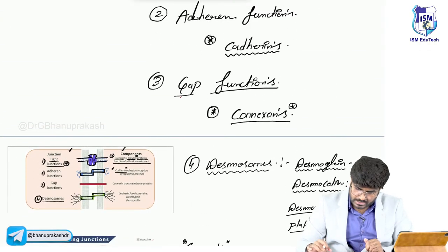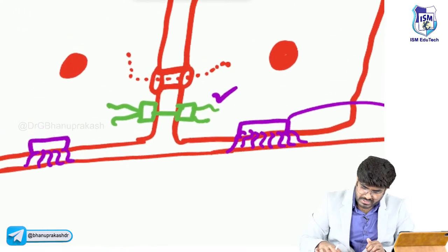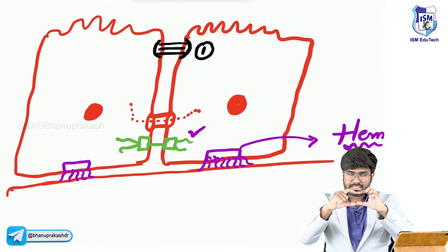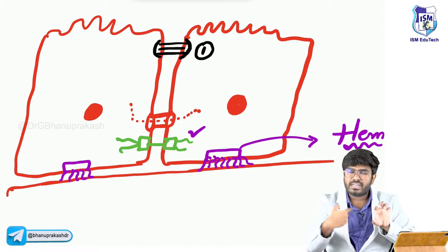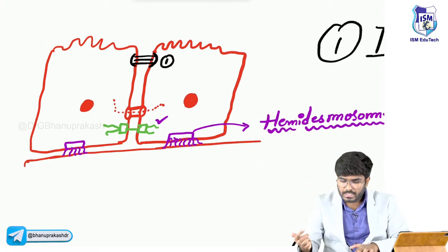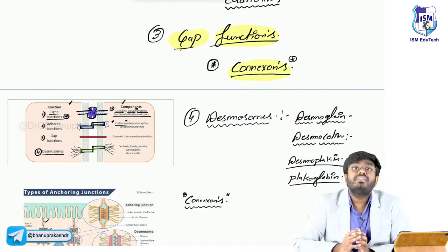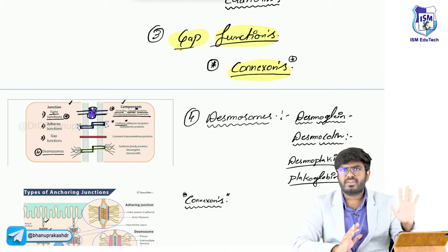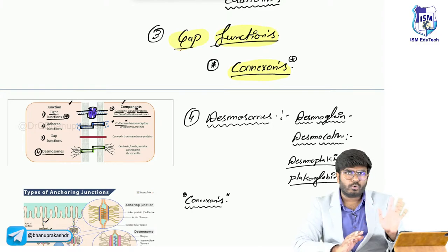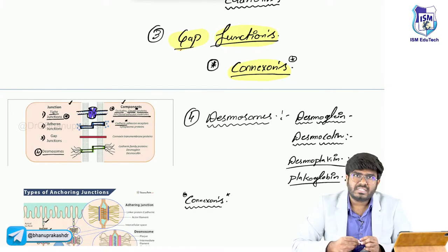Gap junctions. In gap junctions, these are the junctions between the cells which are involved in exchange of materials. These gap junctions are made up of connexons. There are multiple types of connexons, which as doctors we don't want to go into that detail. But if these connexons are defective, they will lead to certain diseases.